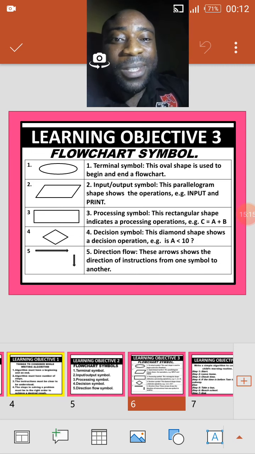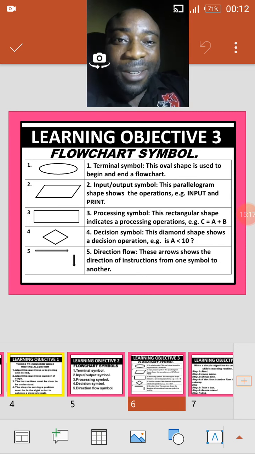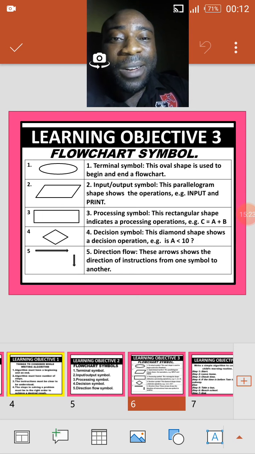And we'll look at what each of the symbols looks like. As you can see, we have the oval shape, the parallelogram, then we have the processing symbol, the decision symbol, and the arrow that joins them together. And we'll look at the uses too. In the oval shape, we have begin and end. That one is permanent. That is what you always see in the oval shape. And we have the input and output. Input is to enter our data, and to bring the data out is output. So it shows the operation of our work.